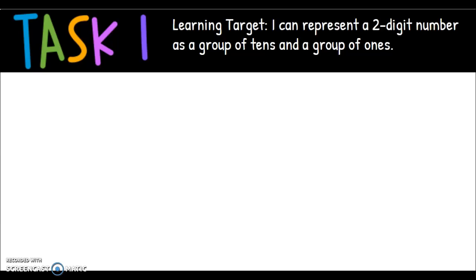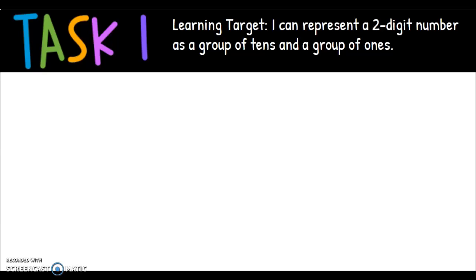On task 1 today, our learning target is: I can represent a 2-digit number as a group of tens and a group of ones. So I want you to think about the words in that learning target that you are very certain of. I am hoping that the words number, group, tens, and ones are all very familiar to you.